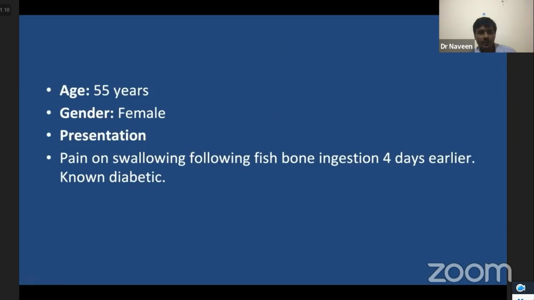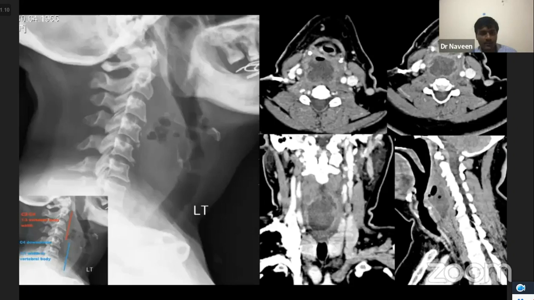There is a 55-year-old female patient with complaint of pain on swallowing following a fishbone injury 4 days earlier. The patient is also a known diabetic. Here on the lateral radiograph, we can see the increase in the thickness of the retropharyngeal soft tissue shadow, with multiple air bubbles within it. Normally, at the C2 level, the thickness should be 7 mm, and at the C6 level, it should be 14 mm for children and 22 mm for adults. It is way larger than that, displacing the airway anteriorly.